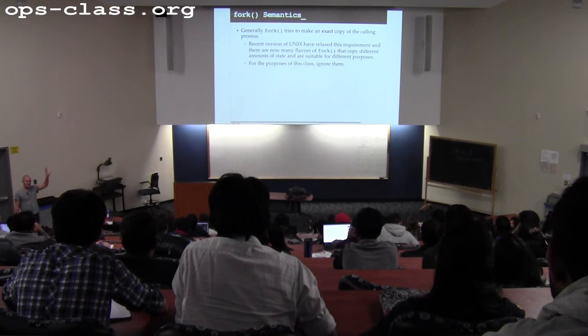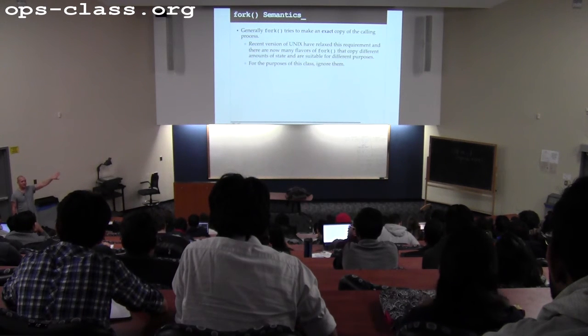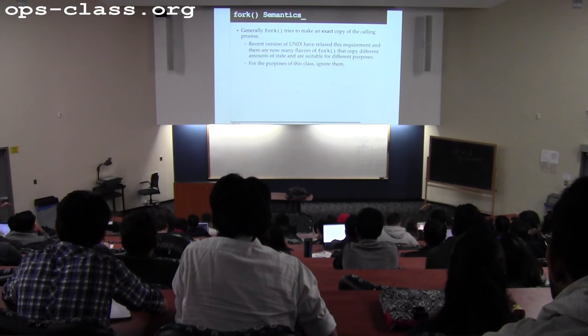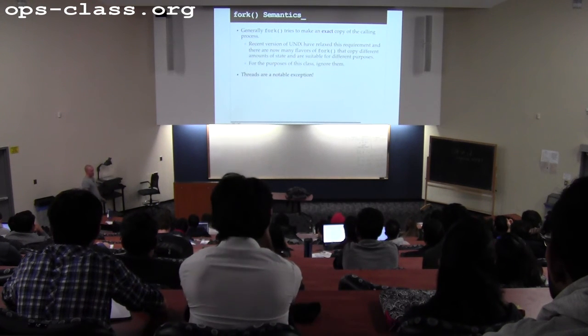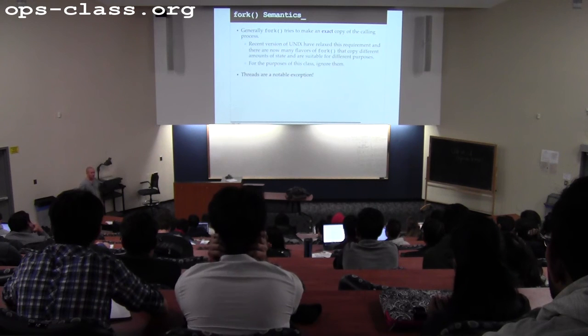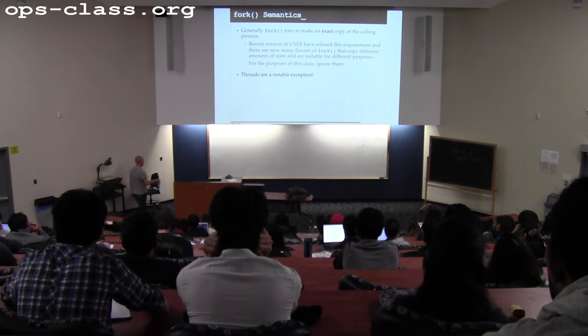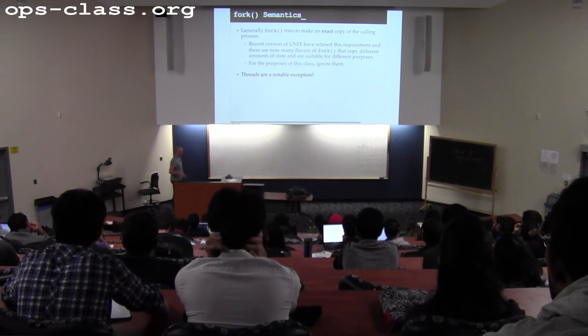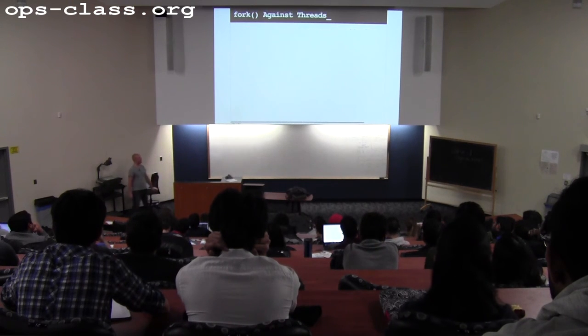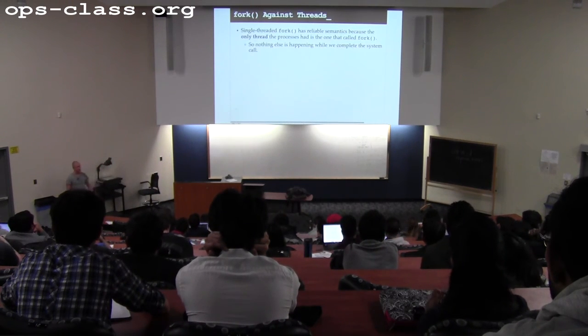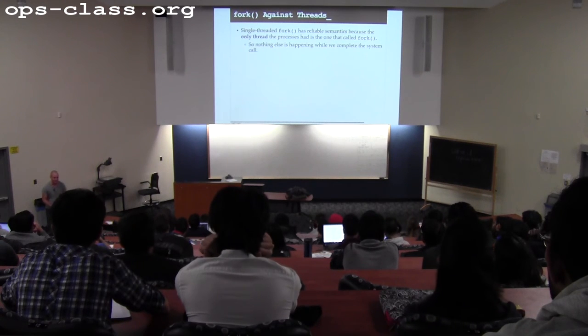Now again, if you look at the man page for fork, there are a thousand different options that can control what gets copied. But for the purposes of this class, just assume that fork tries to make an exact copy. The only exception to this is when a process has multiple threads. So threads and fork are difficult to work out together.